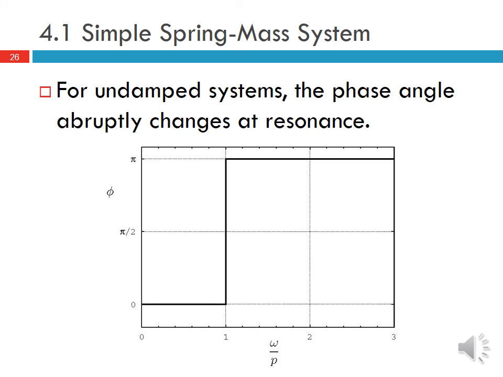And for undamped systems, this phase angle changes abruptly. So for omega over p less than 1, it's completely in phase, and then at resonance it switches, and it is completely 180 degrees, or pi radians, out of phase.